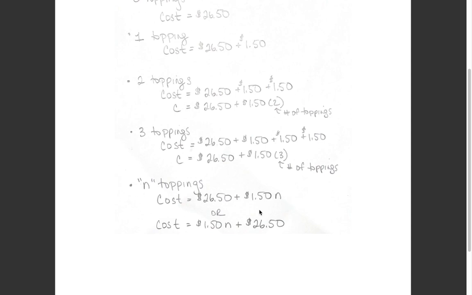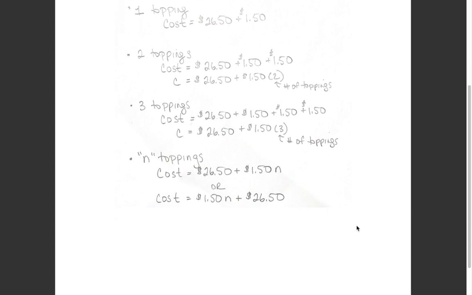And I wanted to point out too that this equation here is the exact same as this equation here. So if we wanted to, we could take the number of toppings, figure out what the cost for that would be first. So it would take $1.50 times the number of toppings, and then I could tag on that initial value of $26.50 at the end. So it doesn't matter which way I write it. Either way, I'm going to be able to figure out what the cost of the pizza is going to be.